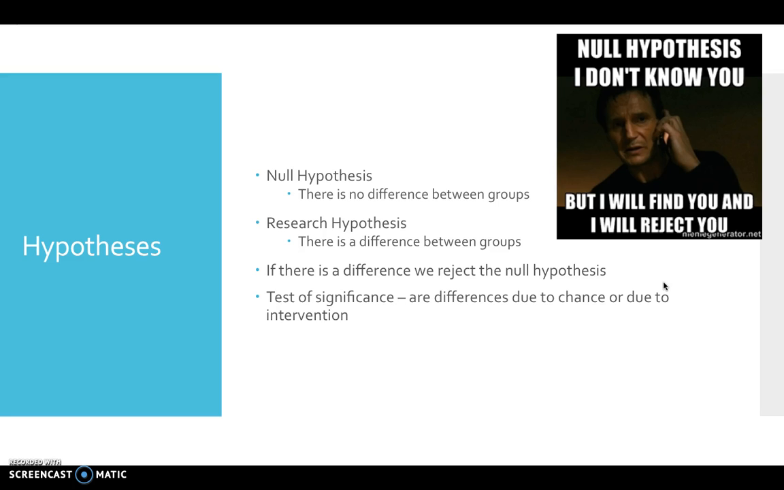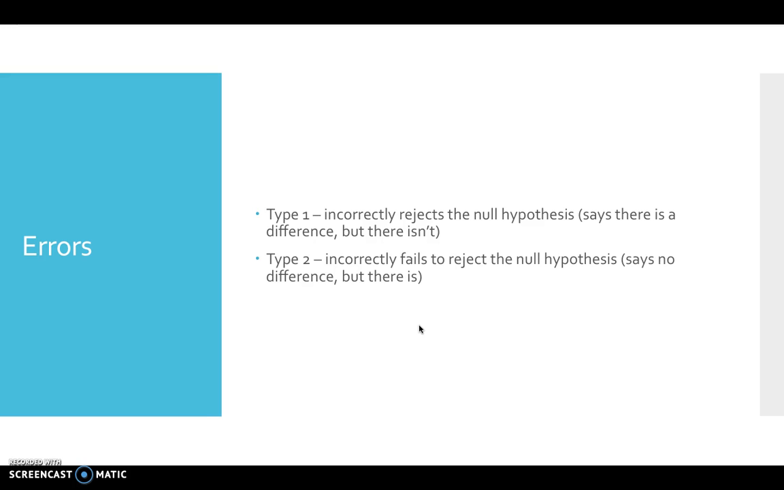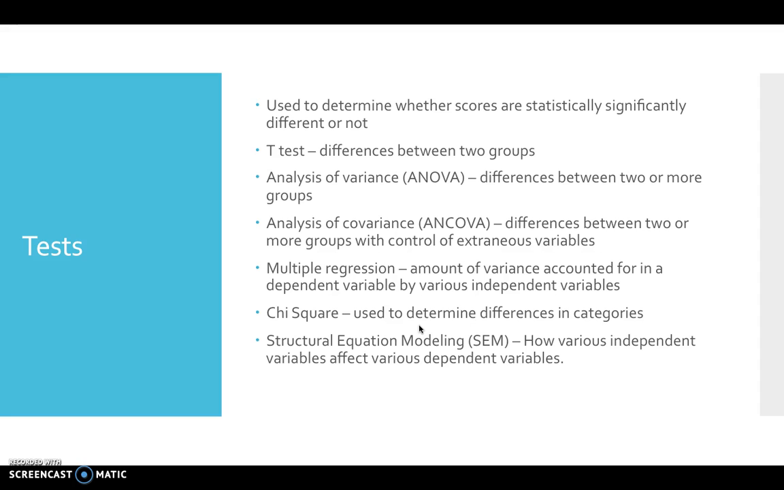So you'll be reading about these: the null hypothesis, the research hypothesis, and if there is a difference, we reject the null hypothesis rather than accept the hypothesis. There's a difference there, and tests of significance are differences due to chance or due to the actual intervention. So that's inferential statistics a bit. And you'll be reading a little bit about alpha levels as well, or p-values. Usually researchers use an alpha of 0.05 as they do these types of tests of significance. And there are different types of errors that you'll be reading about as well.